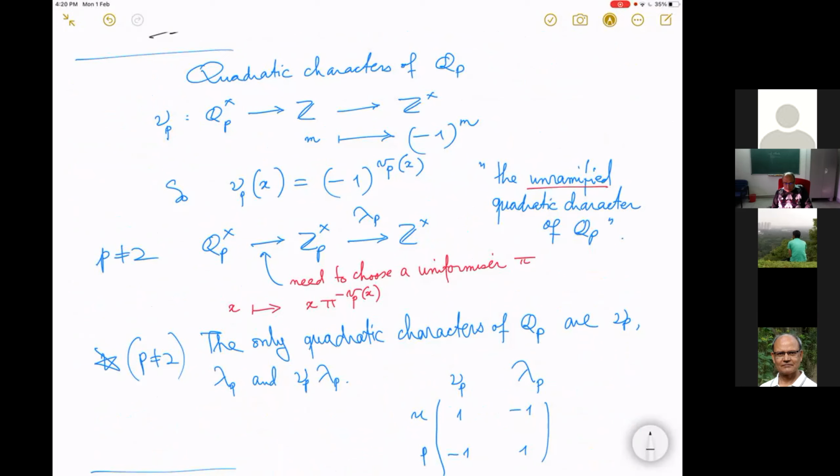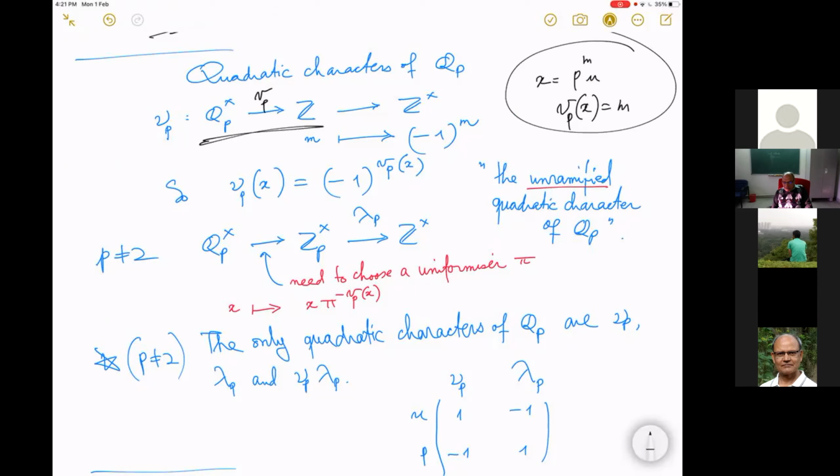So, of course, you have this valuation vp from Qp star to Z. It sends, I mean, if x is equal to p to the m times u, then vp of x is equal to m, right? And this u has to be in Zp star. So this is the valuation.